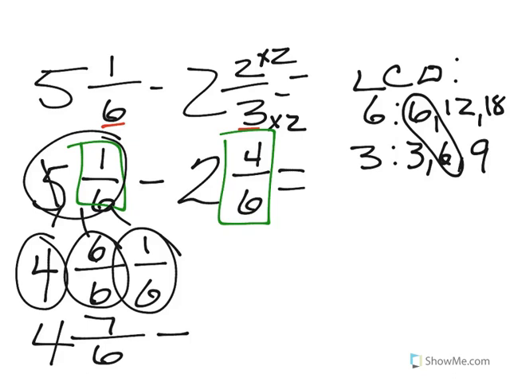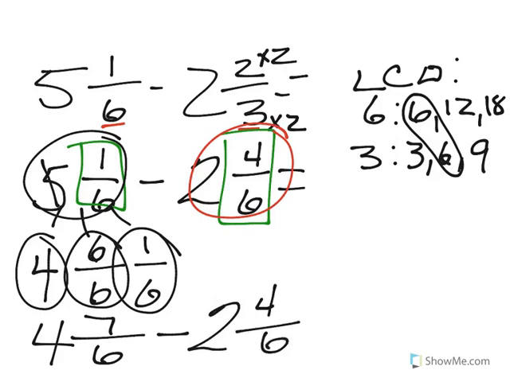Now I still need to come back up here and subtract my 2 and 4/6. Now, my first fraction can subtract my second fraction, and my whole number can subtract my whole number. So 4 minus 2 is 2. 7 minus 4 is 3. And the denominator stays the same.